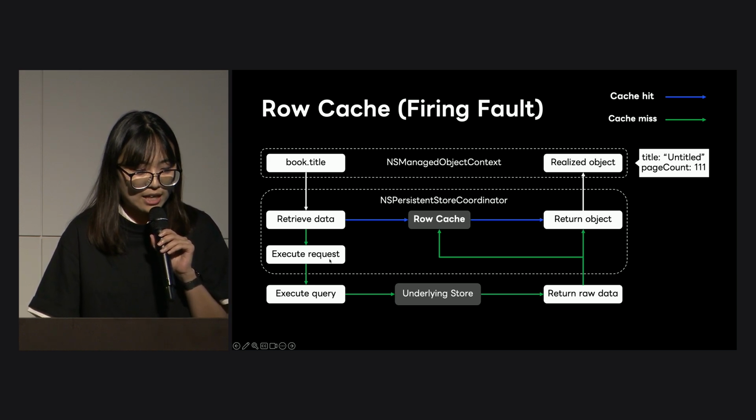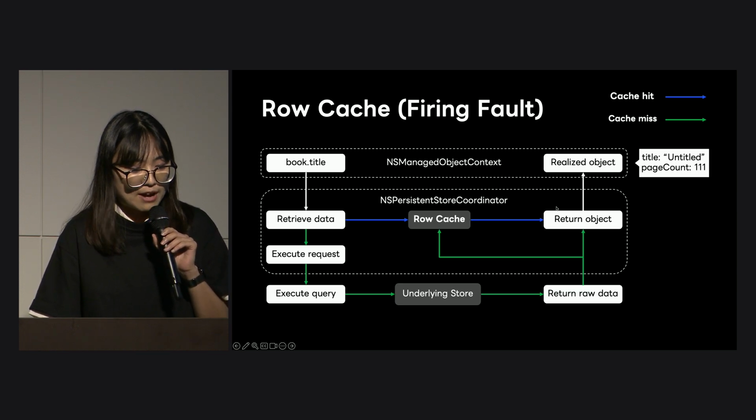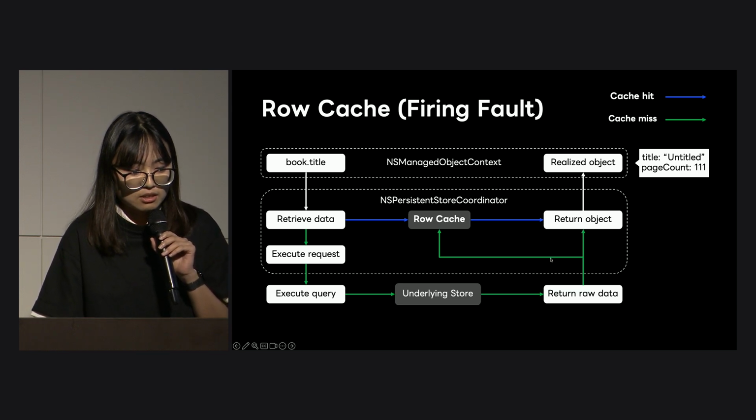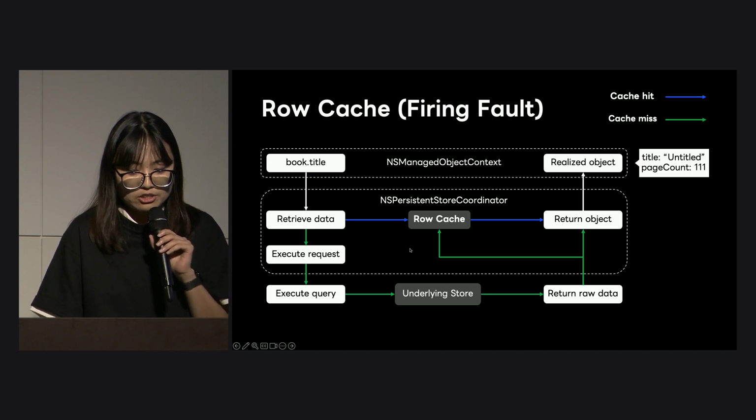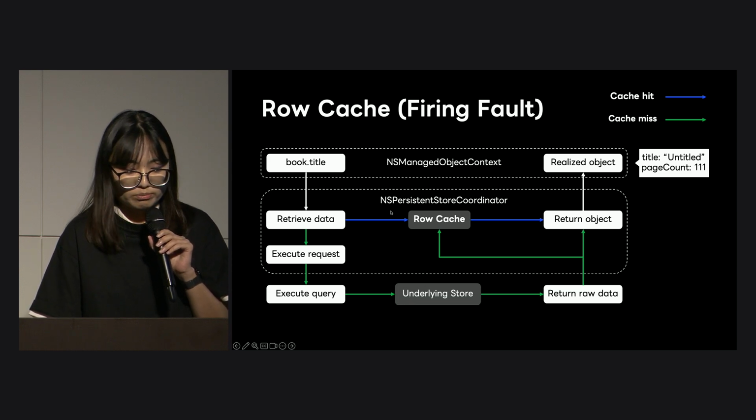Core data first checks the row cache to see if the data is already there. If it finds a match, it uses the cache data. Only if there's no match, a cache miss, core data falls back to fetching the data from the underlying store.